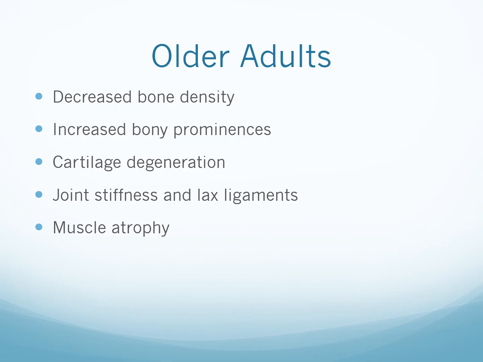Older adults also experience joint stiffness and lax ligaments. Ligaments lose elasticity with age while joints become less flexible. So patients may report stiffness, especially in the morning or after periods of inactivity. You'll also commonly see muscle atrophy, which is the loss of muscle mass and strength. This can contribute to weakness, slower movement, decreased endurance, and increased fall risk.